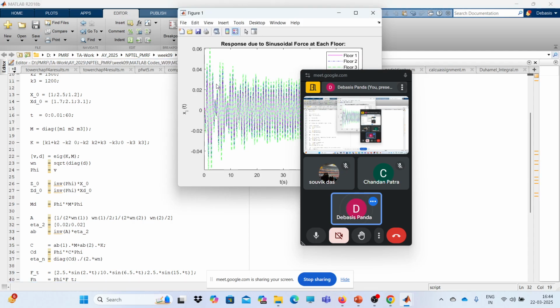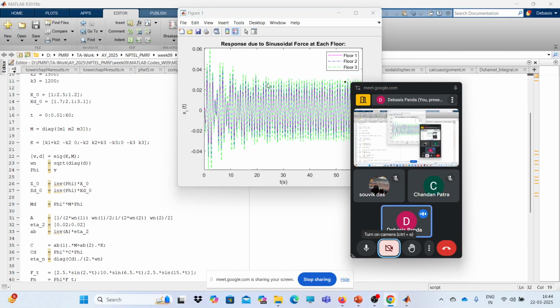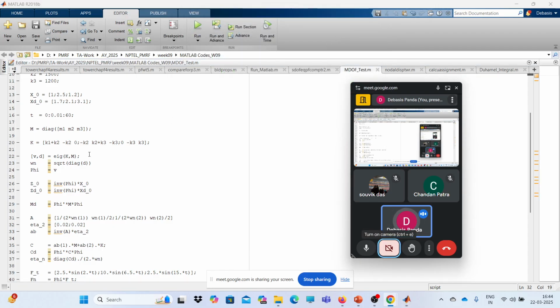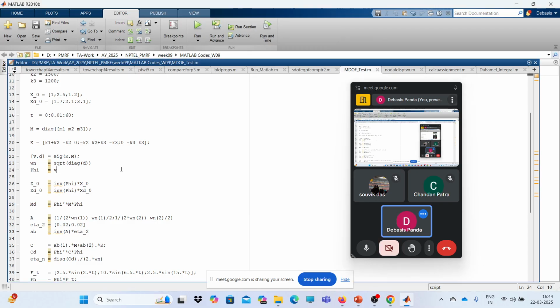So now let's see, is it increasing or not? Yeah. 0.3 was the steady state response, and here we can see the responses have increased a little bit, right? Now here we have used the values of the forcing function.